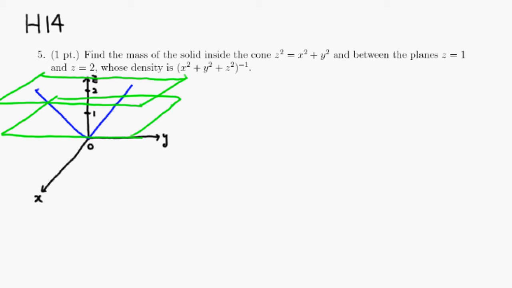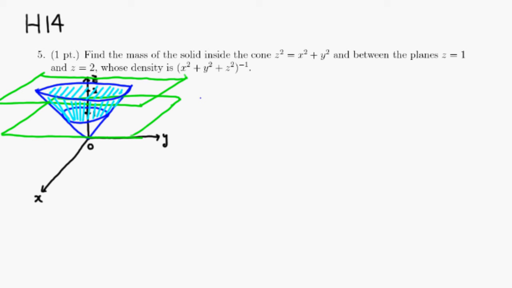So the cross section is going to look kind of like that. Then you're looking at the solid here. So this is the solid. It looks like a Reese's peanut butter cup. And then we want to find the mass of that.